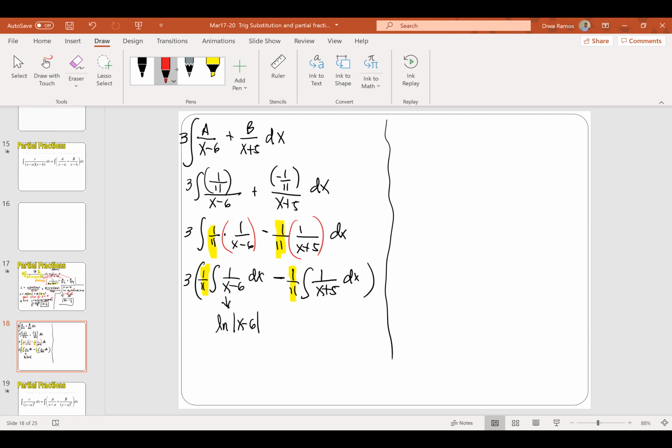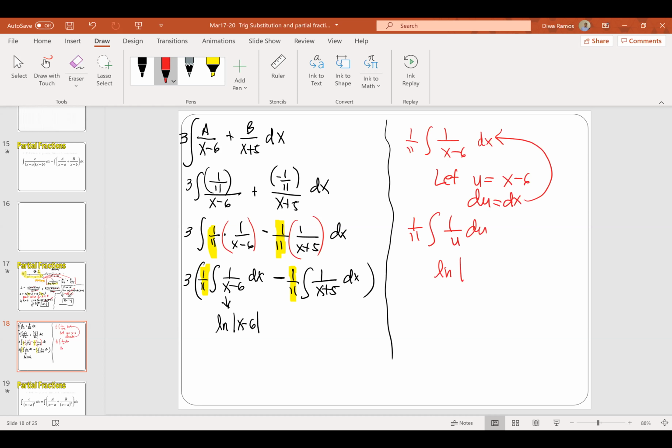So if we do it the long route, we have 1 over 11 integral of 1 over x minus 6 dx. Normally, we would just let u be equal to x minus 6, and du is the derivative of this, which is just dx. So definitely this dx is replaceable by a du. So this ends up with 1 over u du, which is just the ln of the absolute value of u plus c, with 1 over 11 here. And u is x minus 6.